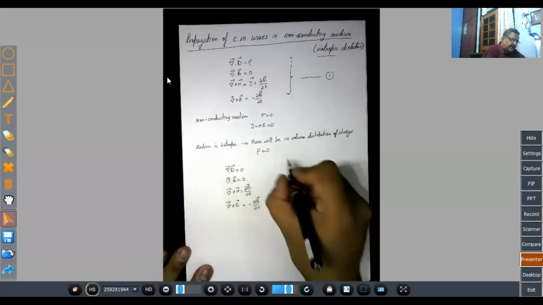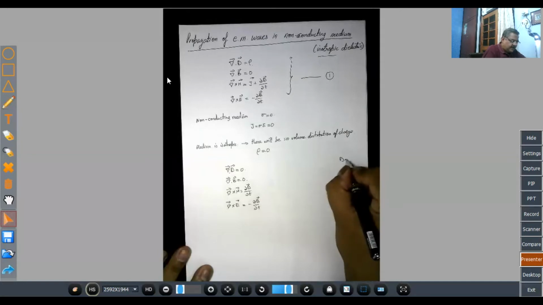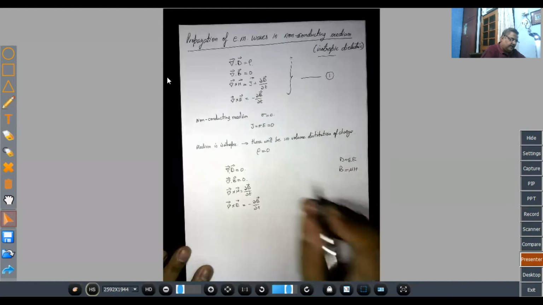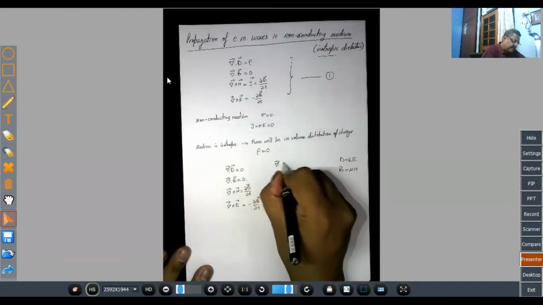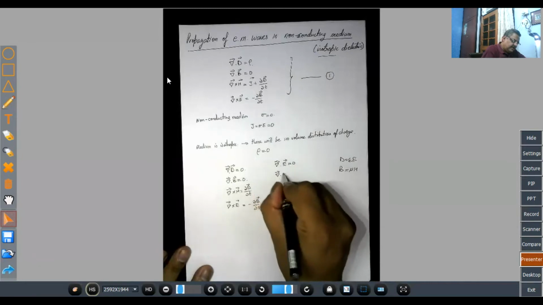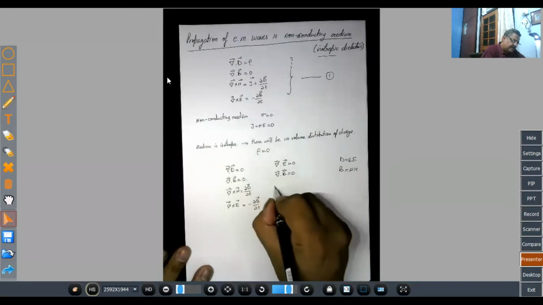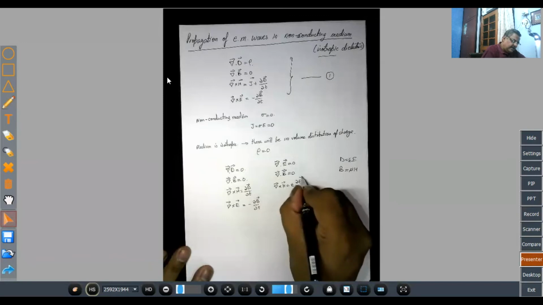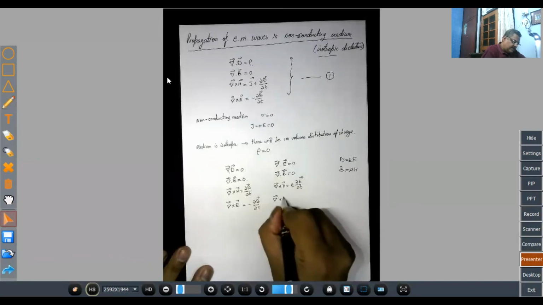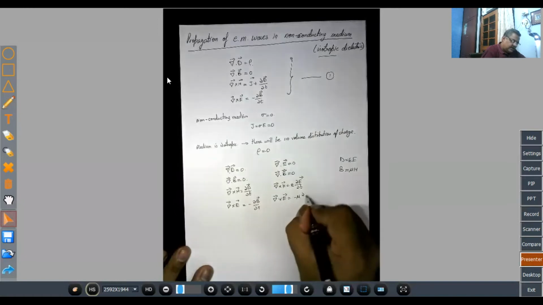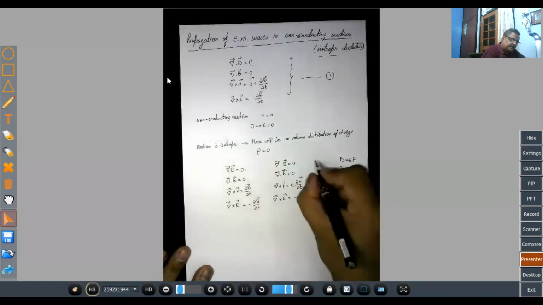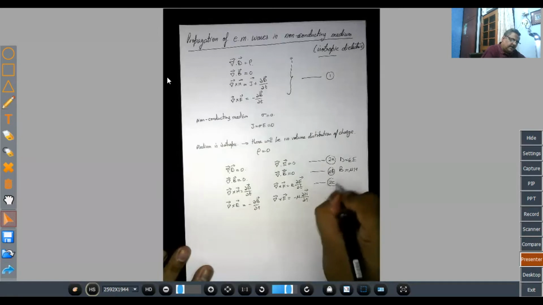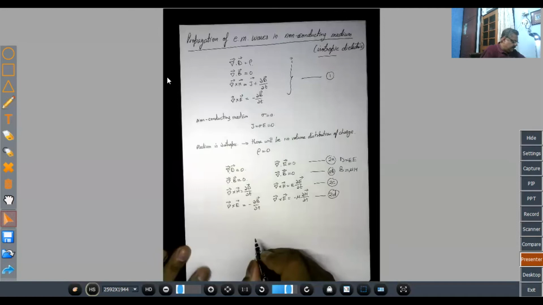These equations can also be written as, since we know that D is equal to epsilon E, B is equal to mu H. So we can transform the fields. So this equation will give me del dot E is equal to 0. This is del dot B is equal to 0. This is del cross H is equal to epsilon del E by del t, and this is del cross E is equal to minus mu del H by del t. We label these equations as 2A, B, C, and D.